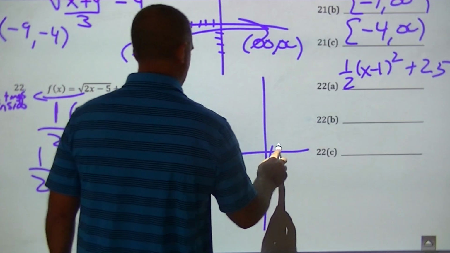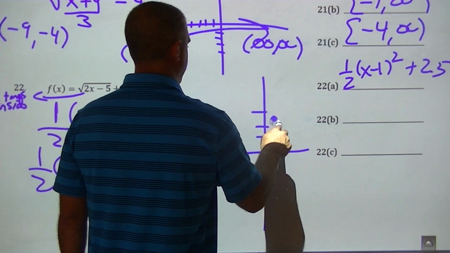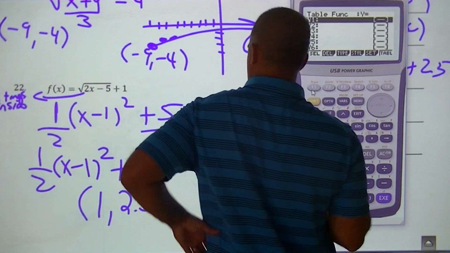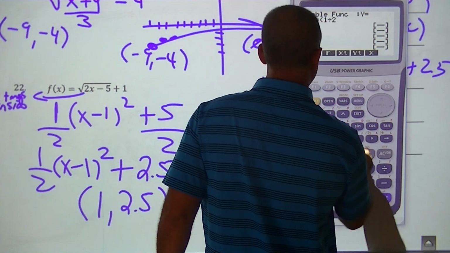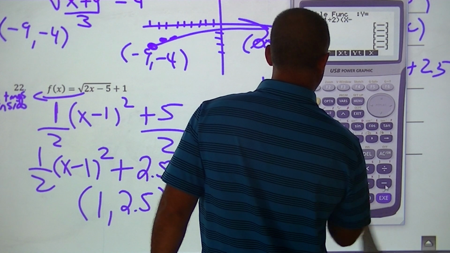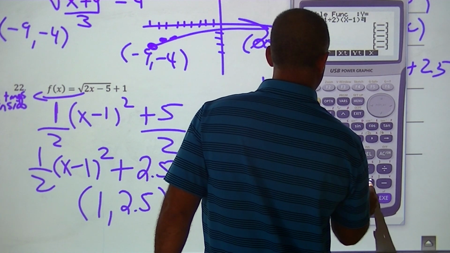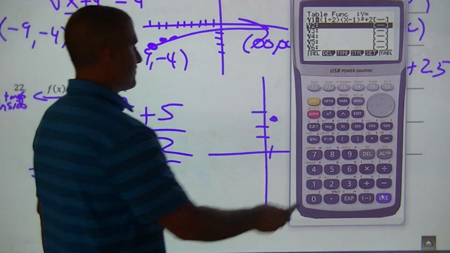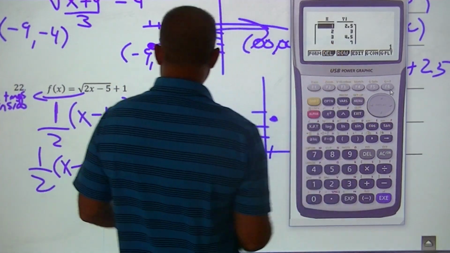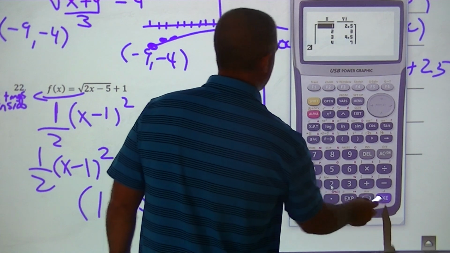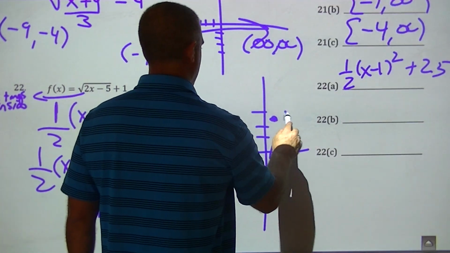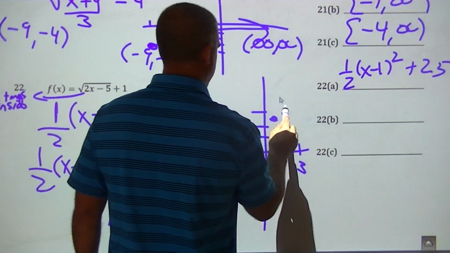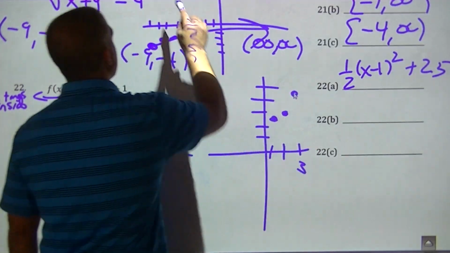Okay? So 1, 2.5 up. So I'm going to go into the calculator. 1/2 x minus 1 squared plus 2.5. All right? If you divide 5 by 2, that's what you get. Okay? If you want to check, that's 1 and 2.5. Pretty easy. 2 is 3. And then 3. 3 is 4.5. It's already there for me. Then 0.